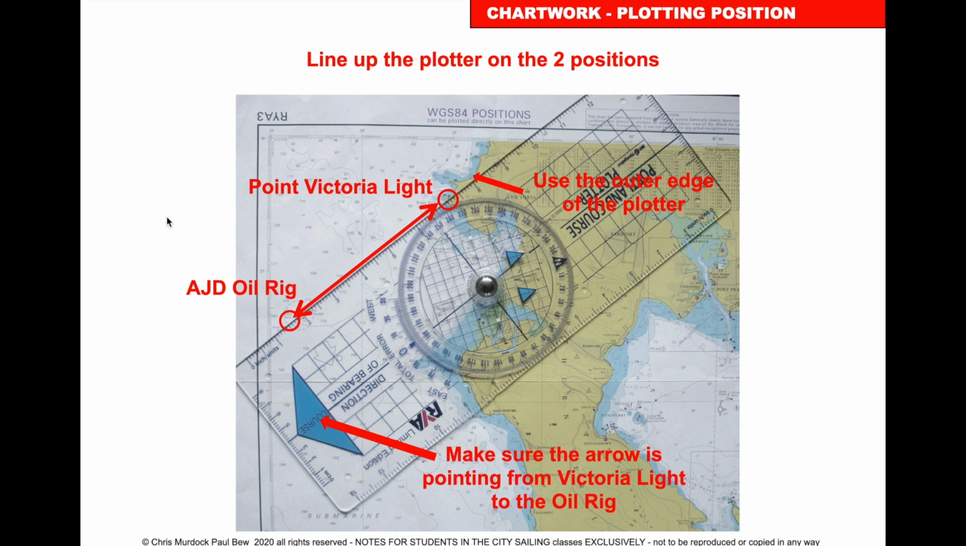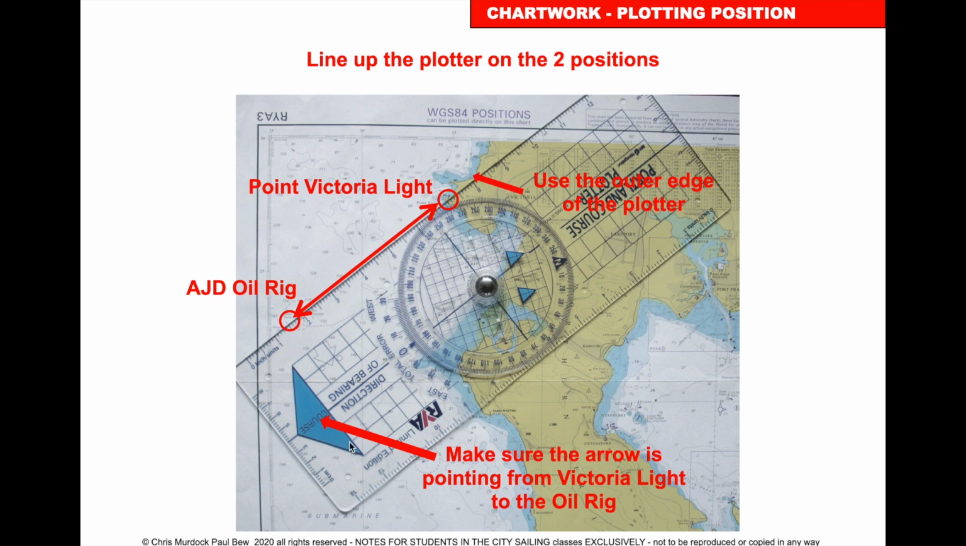So we'll get our plotter, we lay the edge of the plotter on the lighthouse at Point Victoria Light and on the oil rig. And make sure that it is lined up carefully and correctly. It's easier to stand up and look straight down. It's good to have a sharp pencil, a 2B pencil if you can get hold of it, and draw a line between them and make sure the pencil line goes through the middle of the lighthouse and the middle of the buoy. It's good to get in good practice here, because once we set off with good practice, we'll keep this good practice all the way through our navigation.